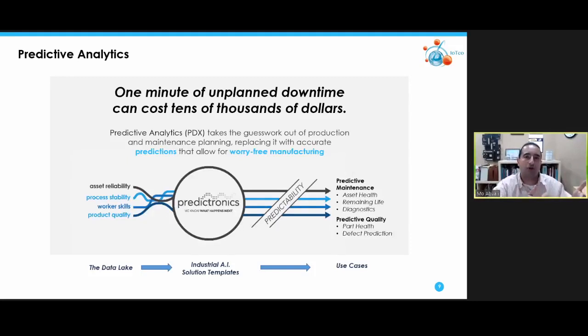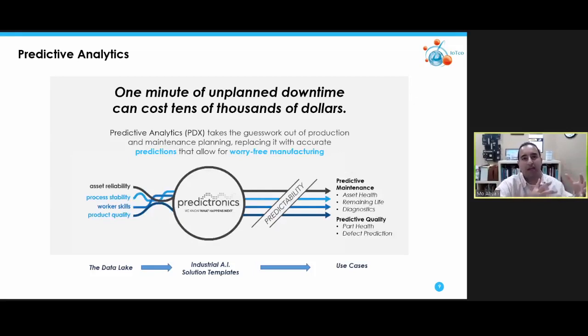Is it due to a temperature and pressure fluctuation that pushed my AI model to make the decision to actually reject that part? So what is the diagnosis? What's the root cause of predicting a quality issue on this machine or on this part?